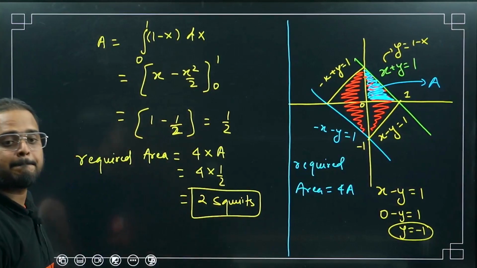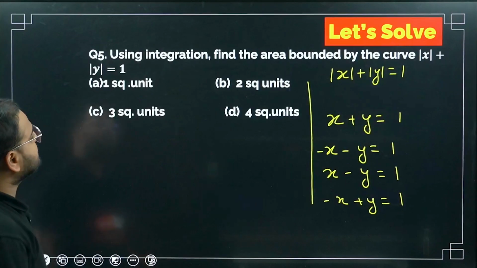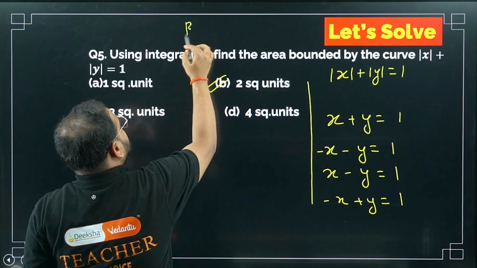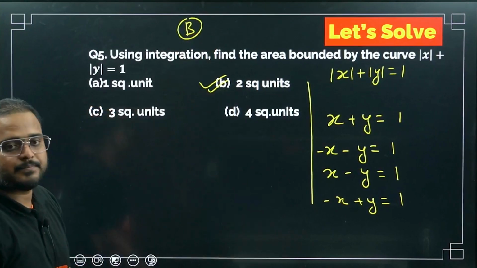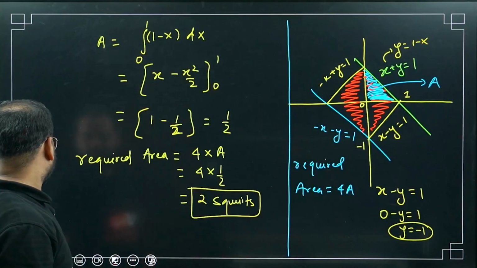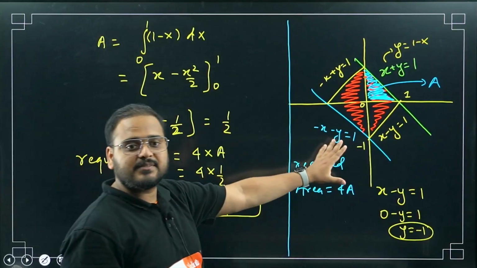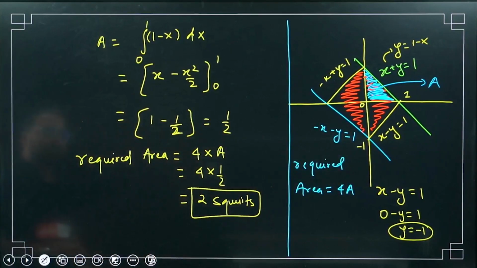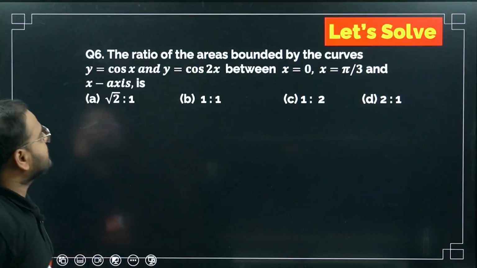Any problem? Okay, have a look. The answer is B. Have a look. You got now how I got this condition for both conditions for x and y, plus and minus. The curve is visible over here, and this is your result. Okay, moving on, question number 6.